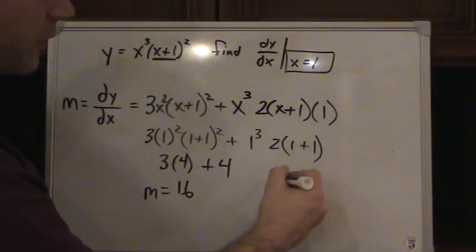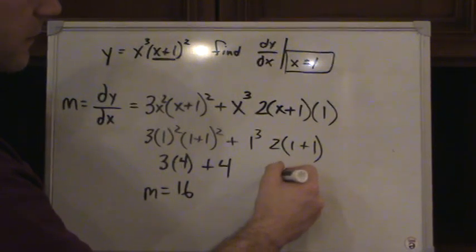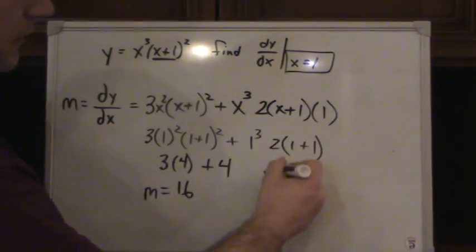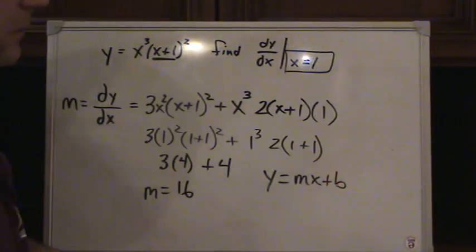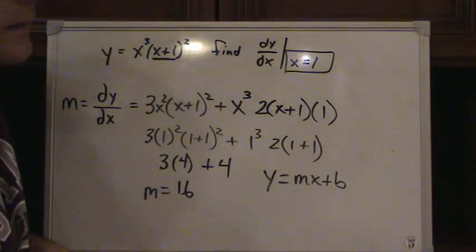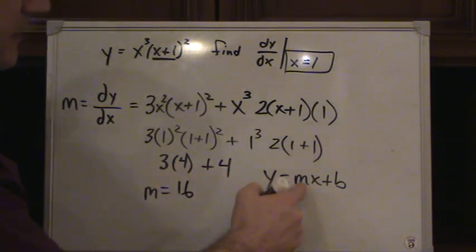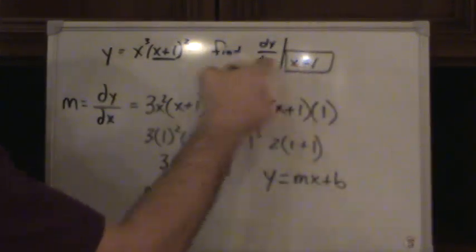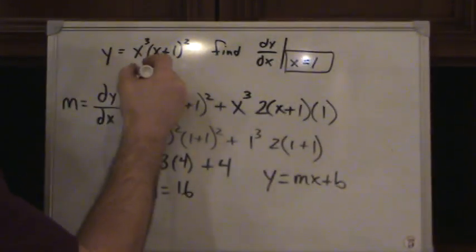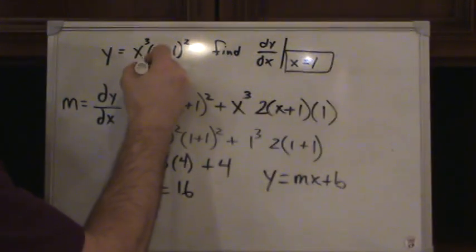Now I want you to find the equation for the tangent line, which I always use slope-intercept form. You could also use the point-slope form, which is what they are using in your online homework. You get the exact same answer. I'm just going to plug 16 in here for m. I know x is going to be 1, but I also have to find out what y is. In order to do that, I just put 1 in here for x.